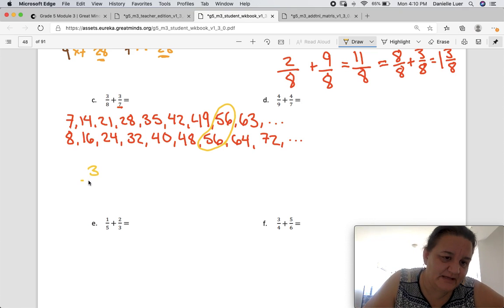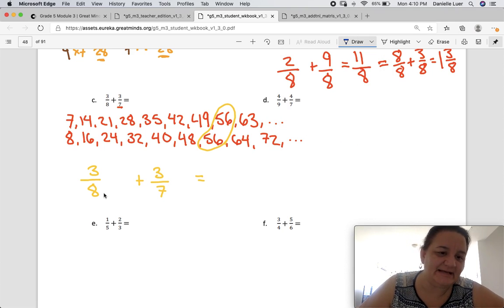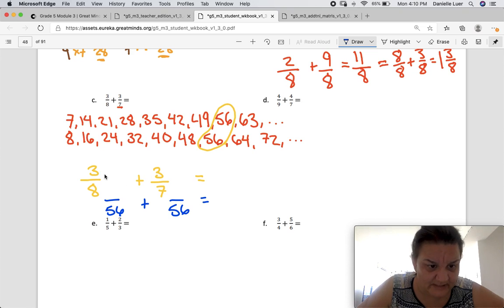So 3/8 plus, I left space on purpose, 3/7, and I'm going to leave more space, equals, okay. Now I'm going to have to multiply this by something to get 56, because what I want is 56 down here, right? And I want 56 for both numbers. Okay. So 7 times 8 and 7 times 3 would give me 21 over 56.